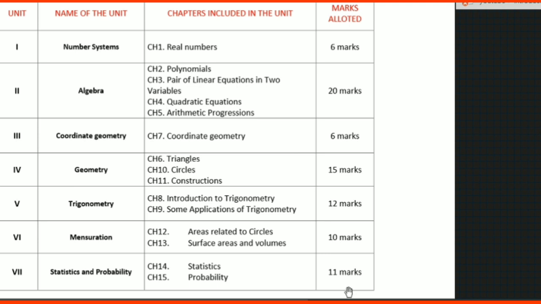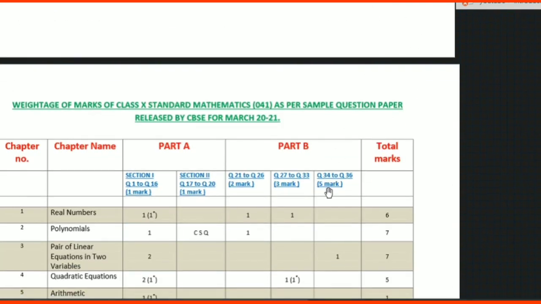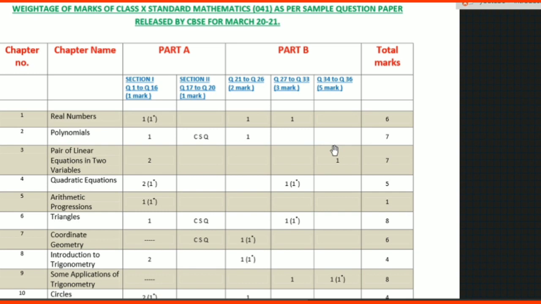I think this is going to help you for the preparation of the examinations, because the new edition, I said already, the new edition, that is case study. He is giving case studies by choosing the units, not this one, okay? Then going to the next one, this is the weightage of marks of class 10th standard mathematics paper.